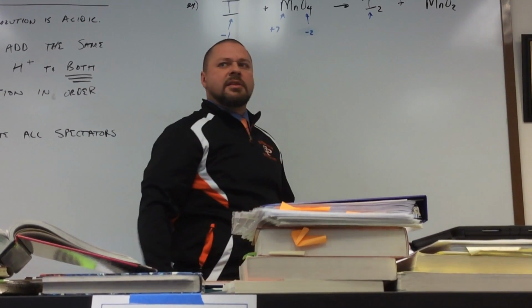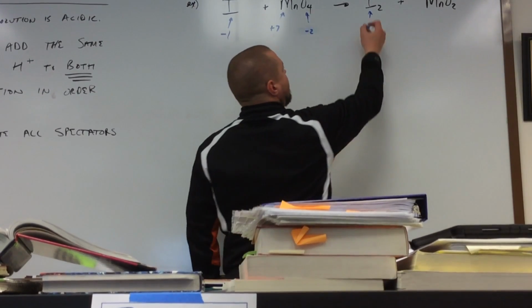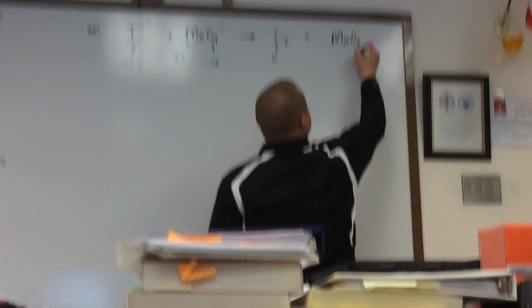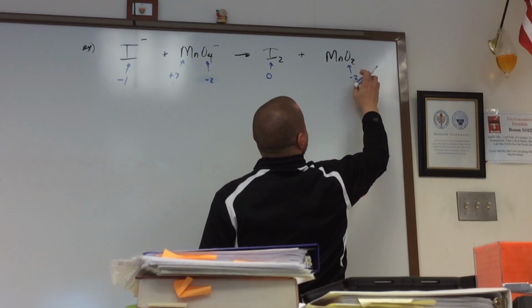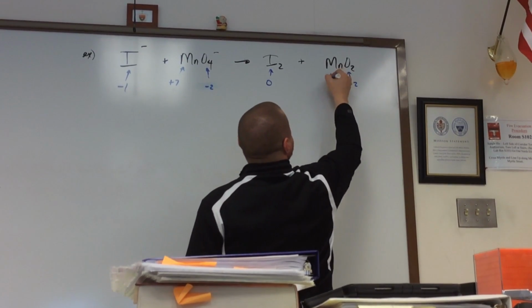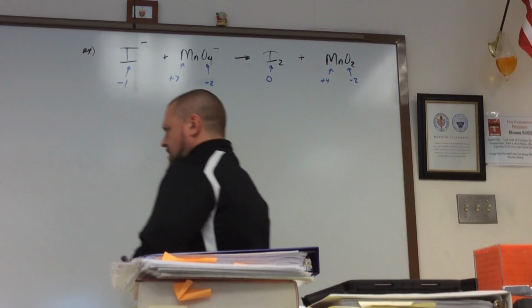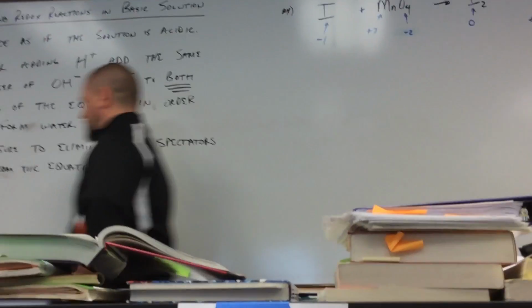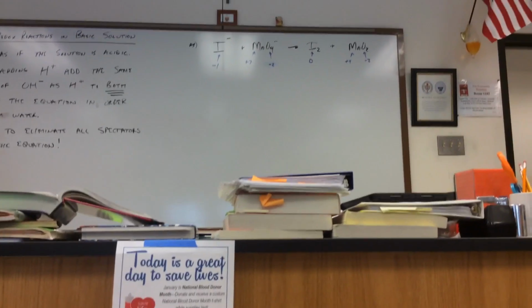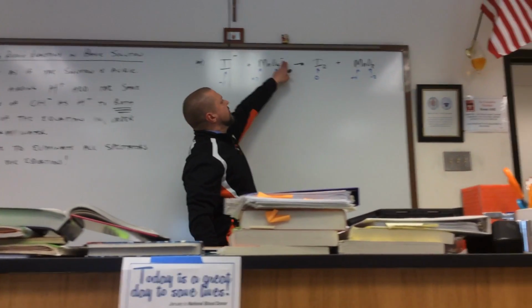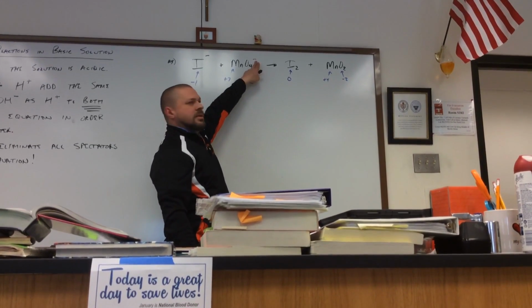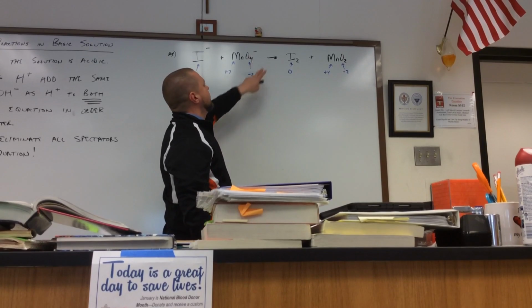Atoms of an element? 0. We got a rule for O, -2. If you got 2 -2s, that makes this +4. Okay, so everything's got to add up to -1. Does that make sense? So that's -8 and +7.